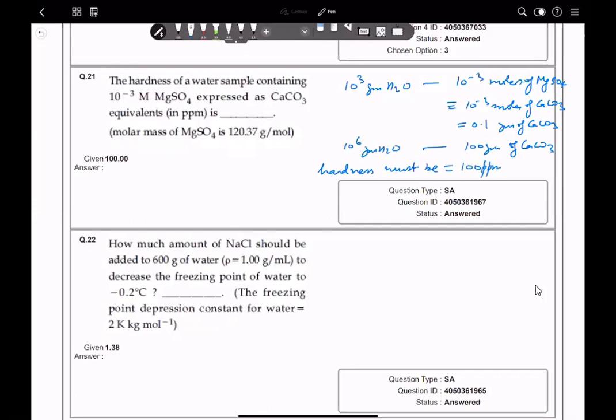Because hardness is reported in equivalent amount of calcium carbonate on ppm scale. So its answer is 100.